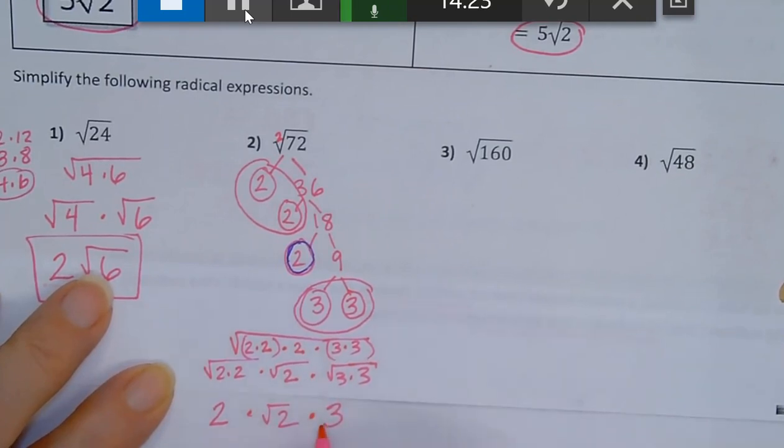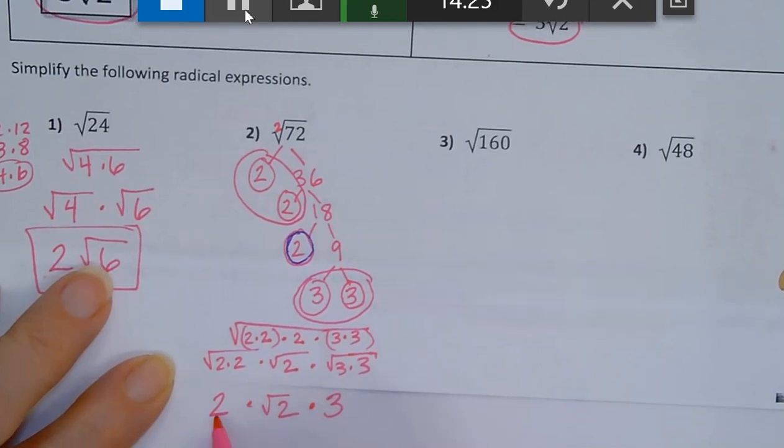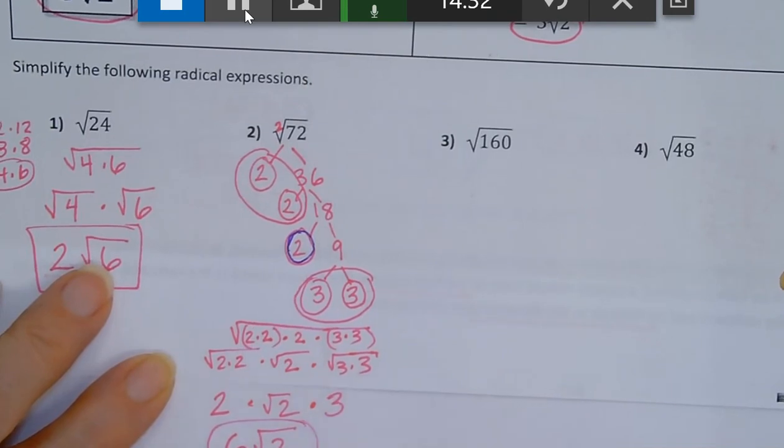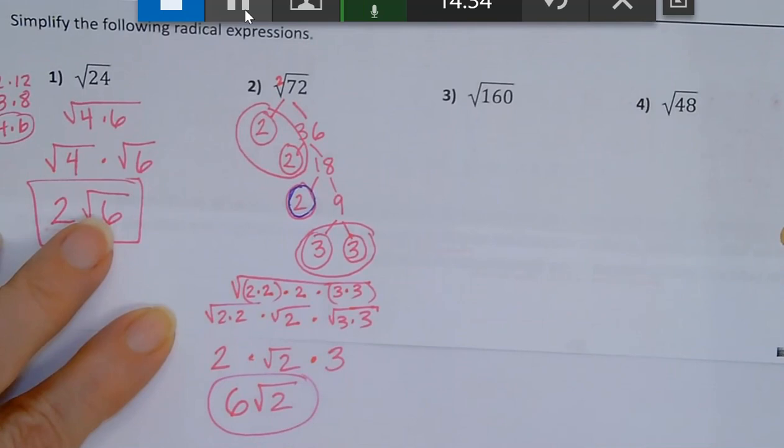Okay, 2 times the square root of 2 times 3. I'm going to simplify that. I can multiply 2 times 3 and I get 6, and the square root of 2. That is my answer: 6 times the square root of 2.